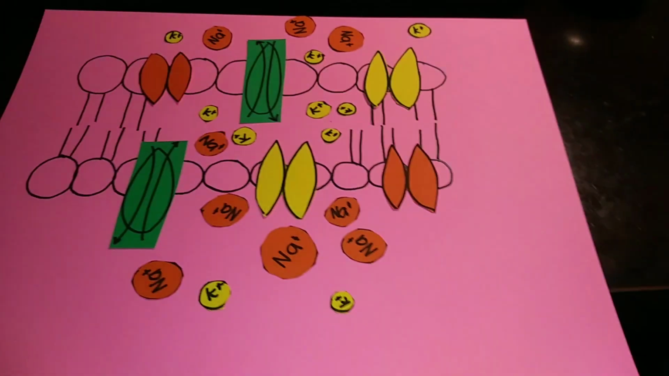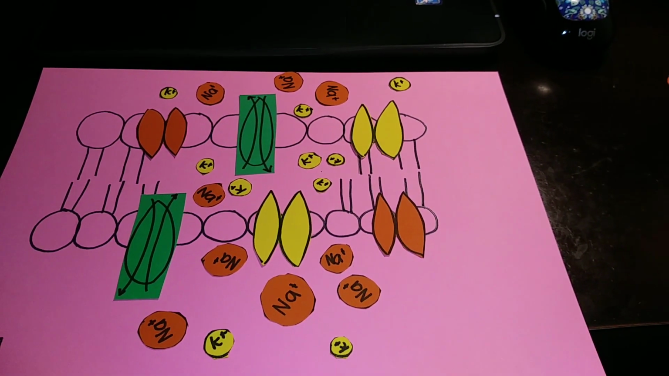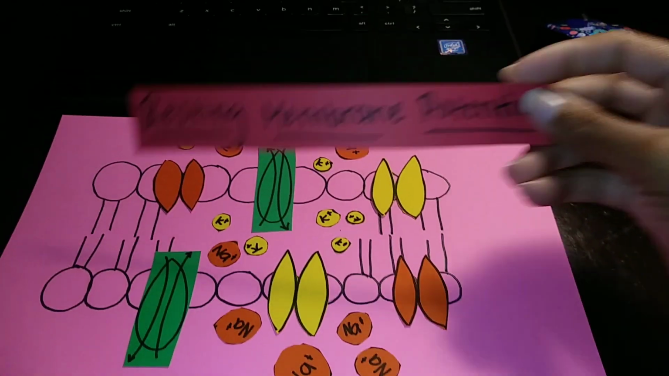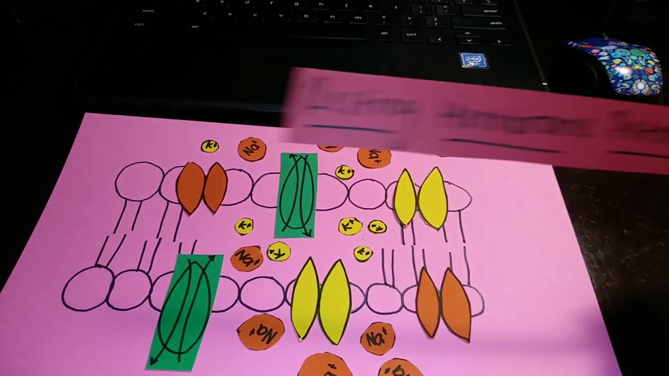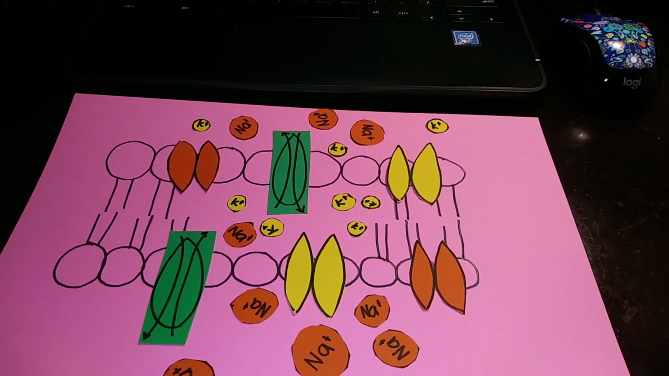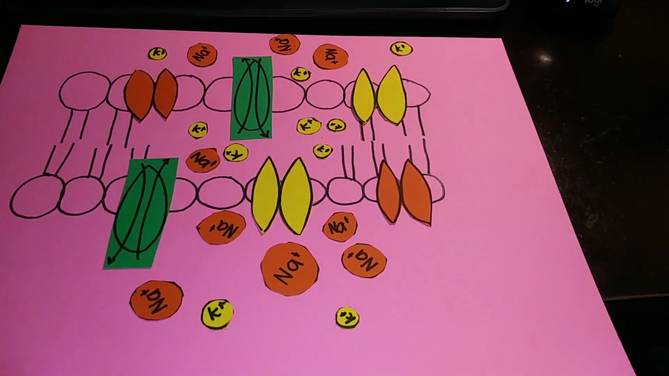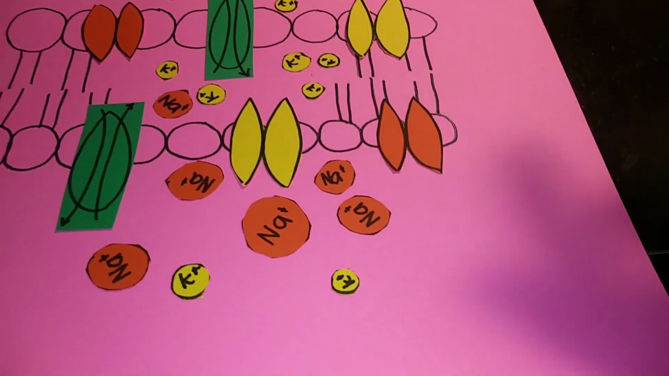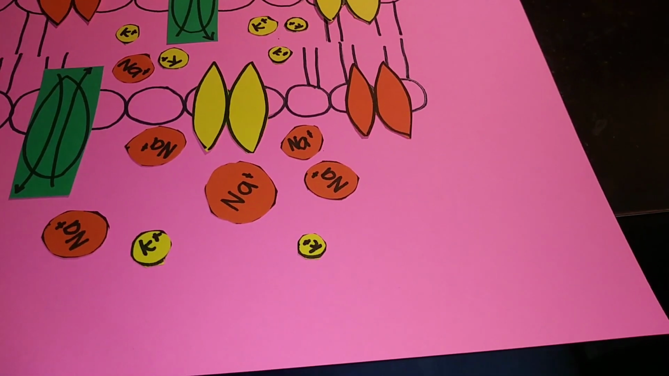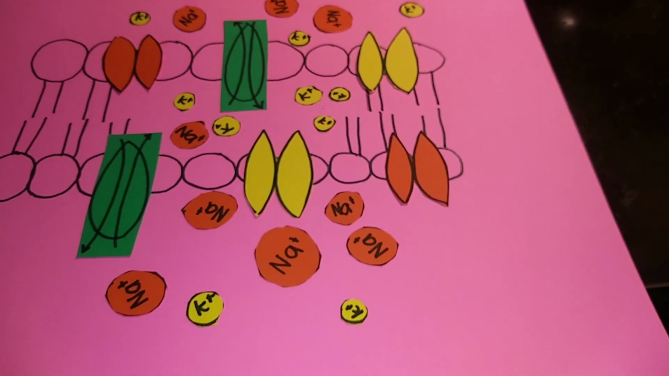Okay, so now we're going to talk about the first step of the action potential, which is the resting membrane potential. In this period, it's just starting the process of sending the signal to the next neuron. During this stage, all the channels are closed and all of the gradients are still there.